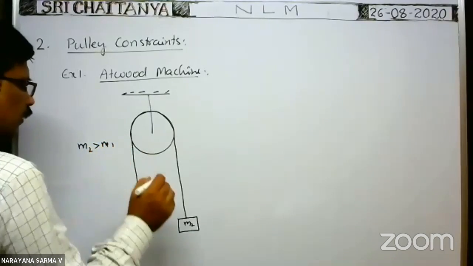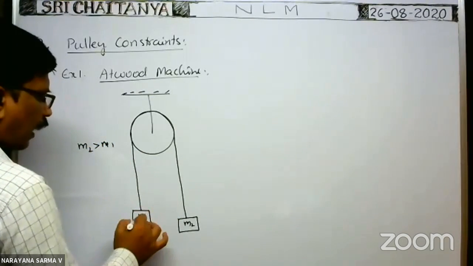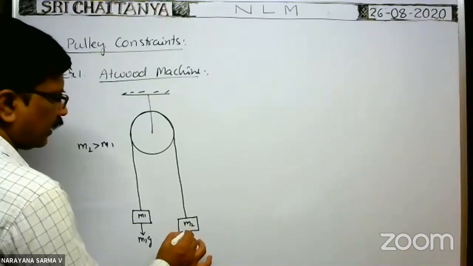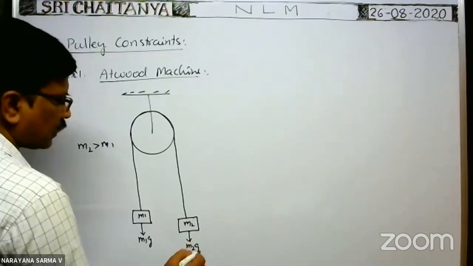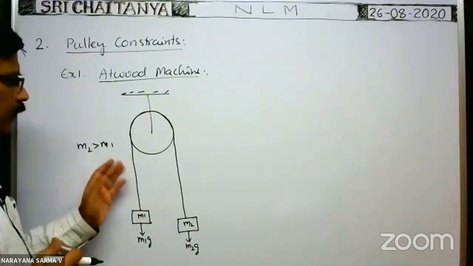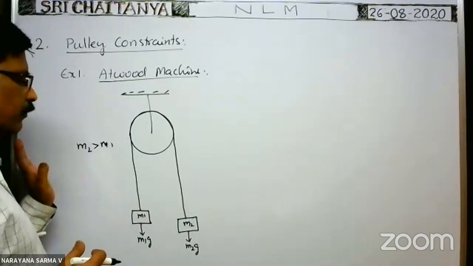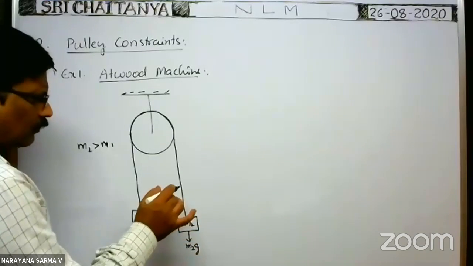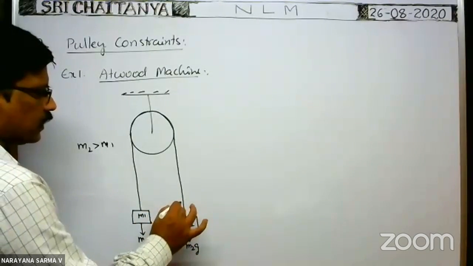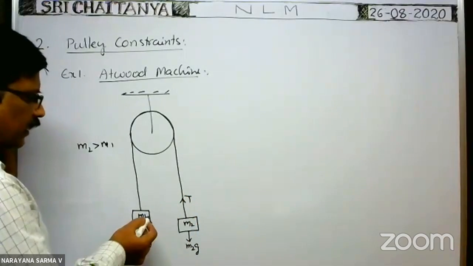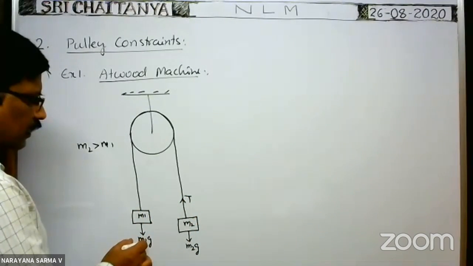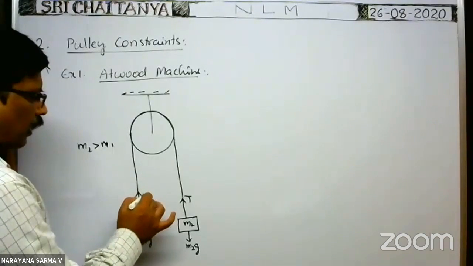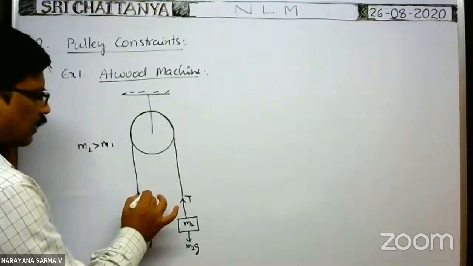When the two blocks are released, on this block the force that acts is the weight M1g vertically downwards. Here the weight of this block, M2g, acts vertically downwards. As M2 is greater than M1, definitely this weight is greater than that weight. Because of this weight, the block is pulled downwards, and at the same time the string pulls the block upwards with a force called tension. Similarly, this block tries to come down because of its weight M1g, but the string pulls it in the opposite, upward direction by a force called tension.